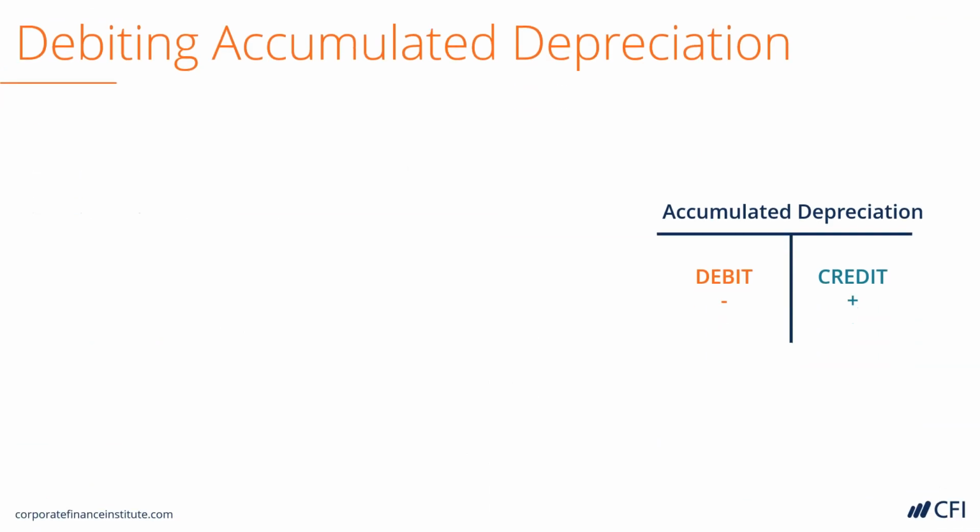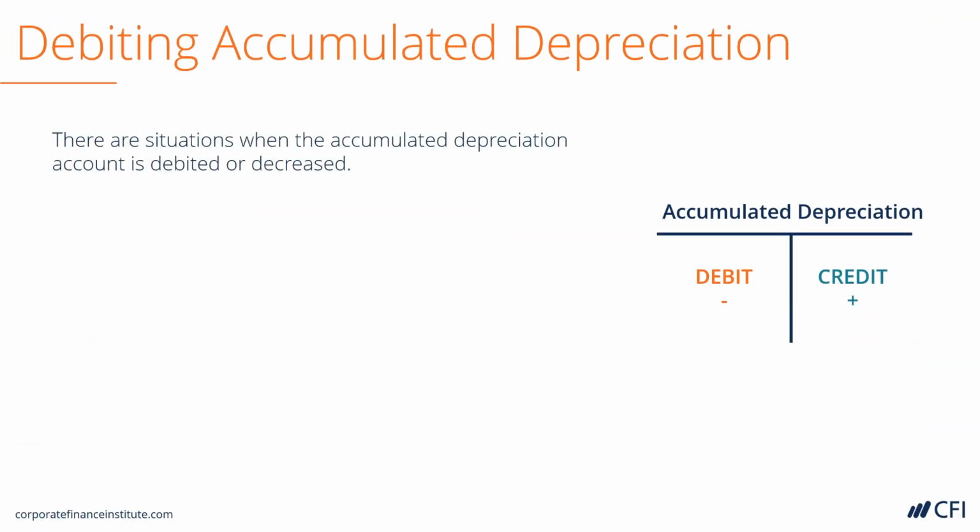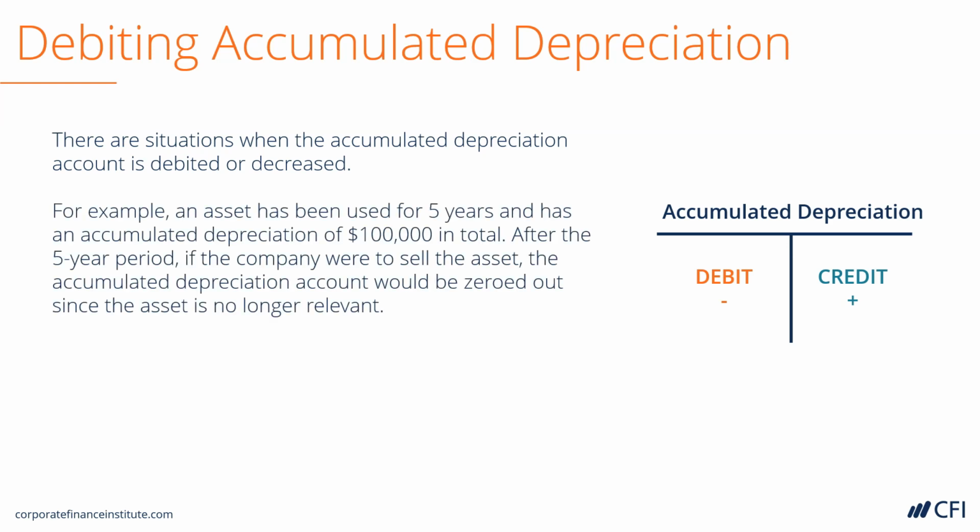There are some situations where accumulated depreciation is debited or decreased instead. Let's say a company has been using manufacturing equipment for 5 years and it has accumulated depreciation over this period. If the company were to sell the machine, they would need to debit the accumulated depreciation account to zero it out since the asset is no longer relevant to the business.